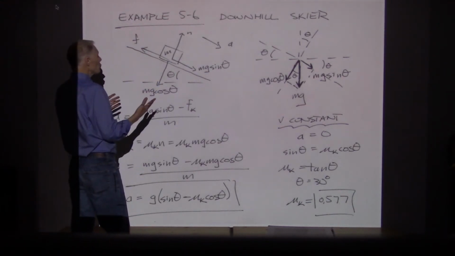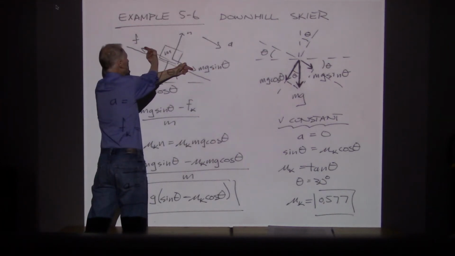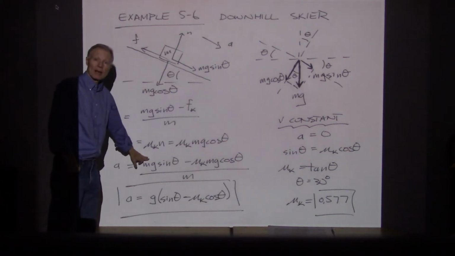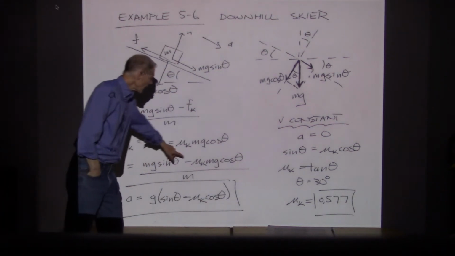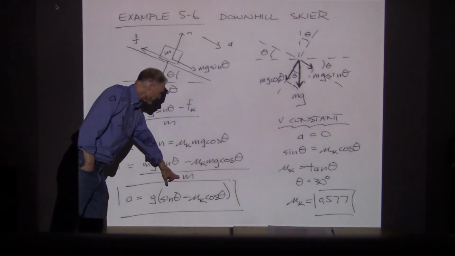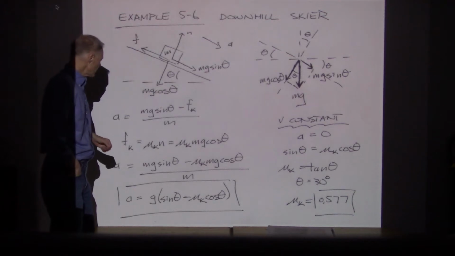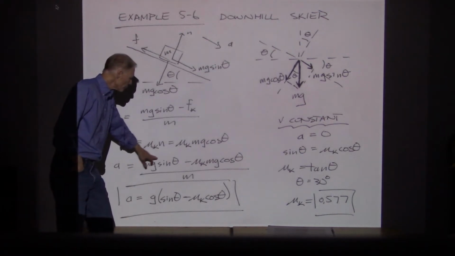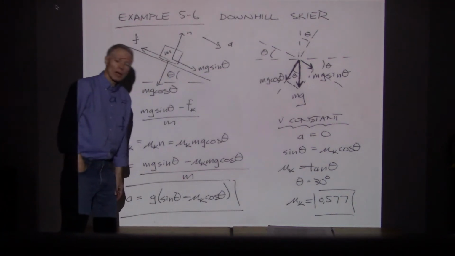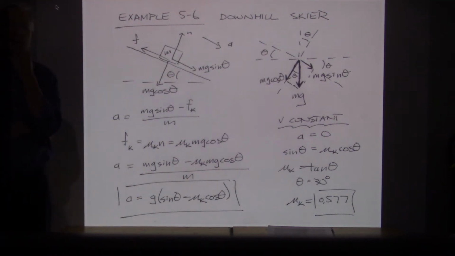So I've got two forces going on. I've got the mg sine theta here, I've got the frictional force opposing that, and so the acceleration will be mg sine theta minus mu sub k mg cosine theta divided by m. Now, notice what happens algebraically here. This is kind of interesting. Notice that the m's on top cancel the m's below. The m's cancel out.